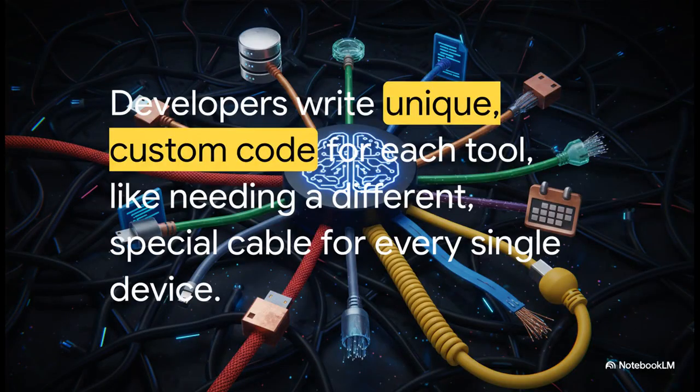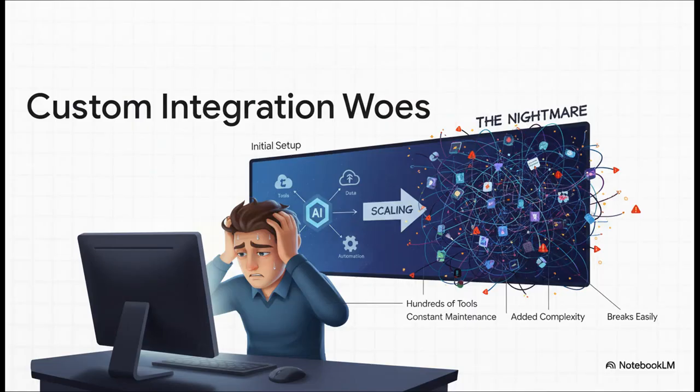So here's the deal. Right now, if a developer wants their cool AI assistant to connect to anything outside of itself, doesn't matter if it's a huge research database or just a simple Wikipedia search, they have to sit down and write brand new, custom code just for that one connection. It's basically like needing a completely different, unique cable for every single device you've ever owned. Total nightmare.